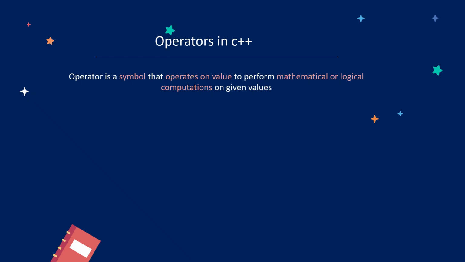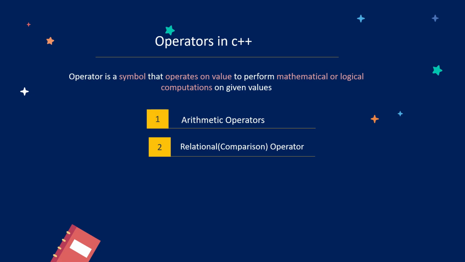Today we'll understand relational operators. So first we will understand what operators are in C++. An operator is a symbol that operates on values or two variables or multiple variables to perform mathematical or logical comparisons on the given values. In the last session, we covered the arithmetic operators. Now, in this session, we will study relational comparison operators.